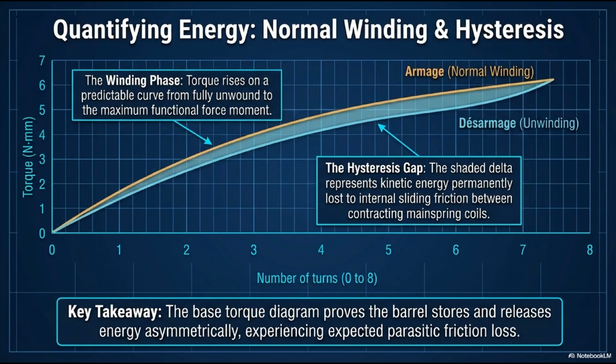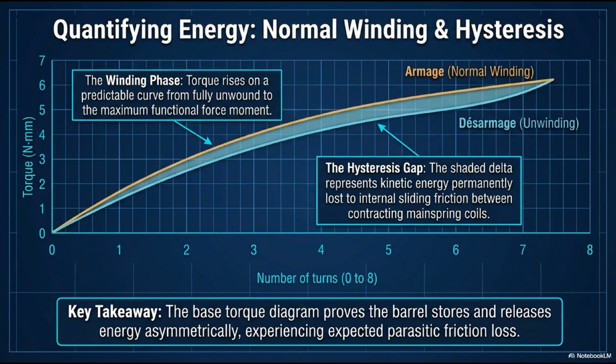Let's look at the actual physics of the mainspring. We will quantify energy by observing normal winding and hysteresis on a torque diagram. Look at the graph. The x-axis is the number of turns of the barrel arbor, from 0 to 8. The y-axis is the torque delivered to the escapement, measured in Newton millimeters. The top line is the winding phase, or armage.